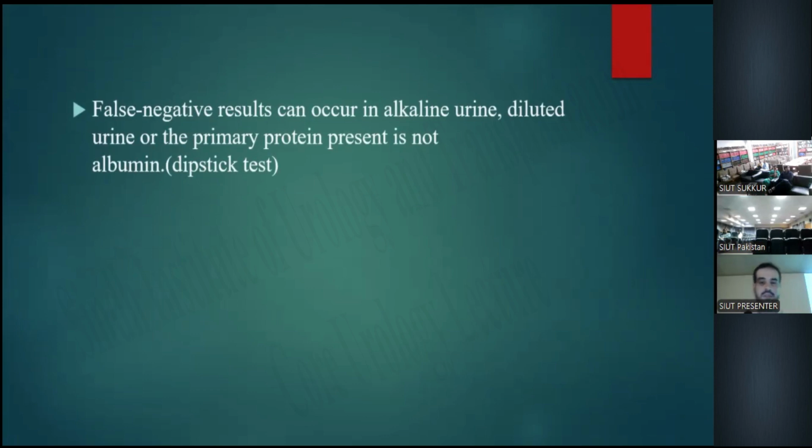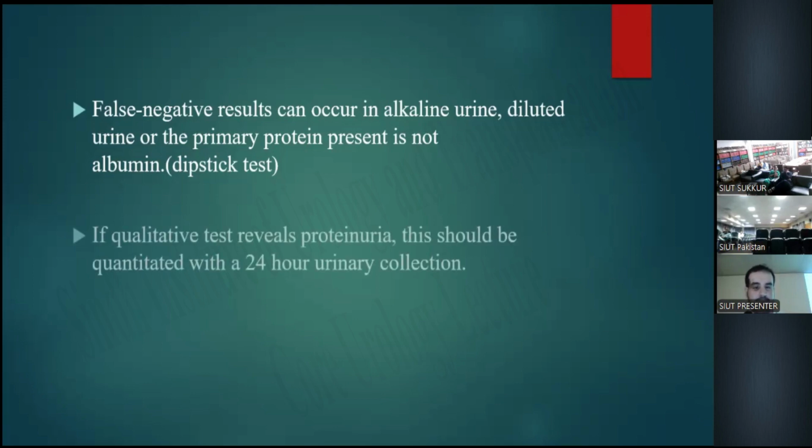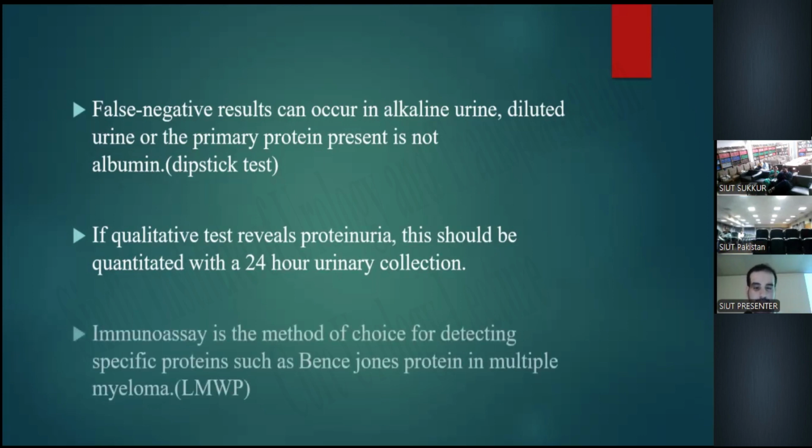False negative results on dipstick can occur in alkaline urine or diluted urine, or when the primary protein is not albumin, since dipstick only screens for albumin. If qualitative tests reveal proteinuria, they should be followed by a quantitative test with a 24-hour urine collection. Immunoassay is the method of choice for detecting specific proteins such as Bence Jones proteins and multiple myeloma.